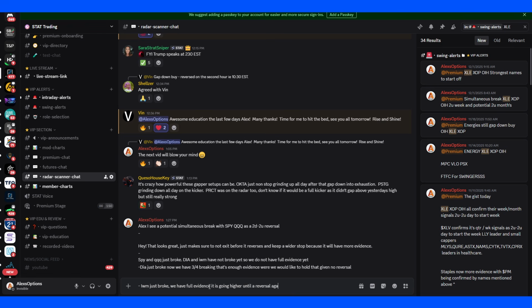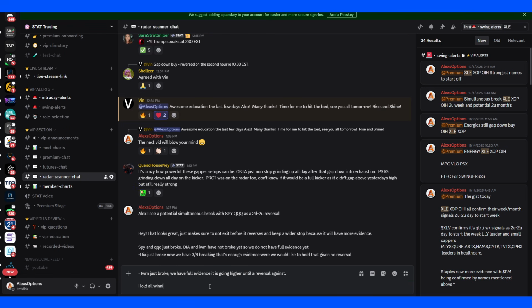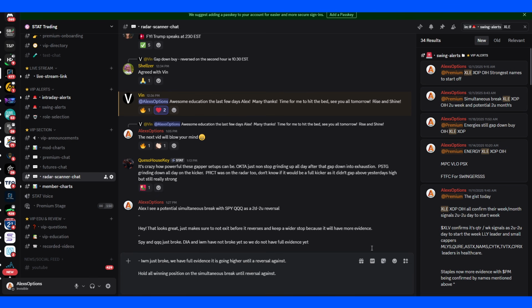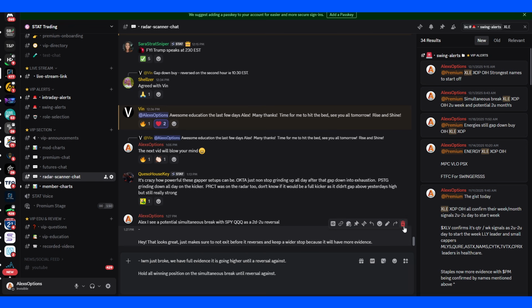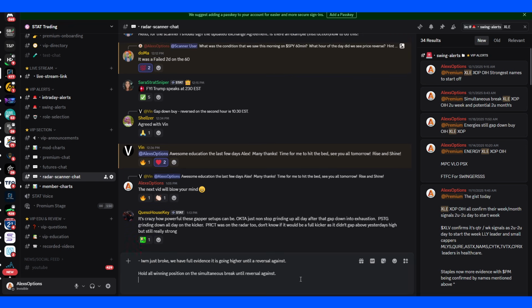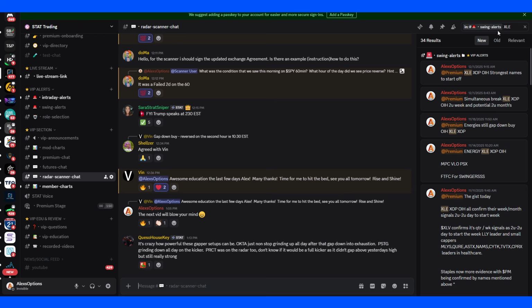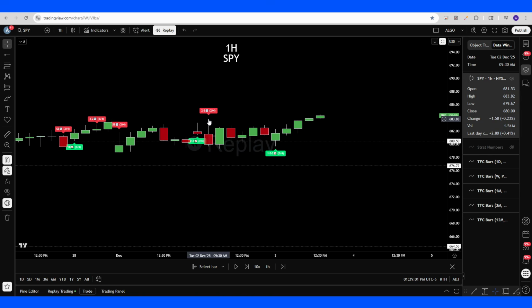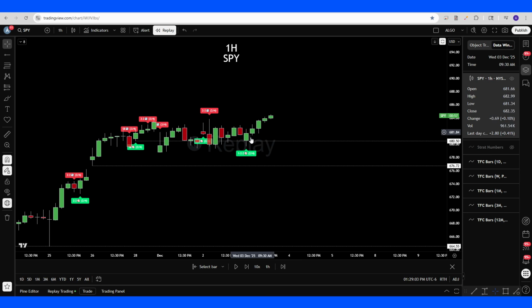until a reversal against. Hold all winning positions on the simultaneous break until reversal against. Notice, until reversal, until reversal, until reversal. We're not a fortune teller. I can say they are going to be buying the simultaneous break. I can say the simultaneous break has a magnitude to take whatever price out. If we go to SPY today, we have a magnitude on SPY to at least try and go up into 683.96, which is yesterday's highs. And then we don't know.